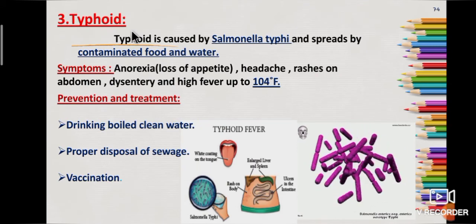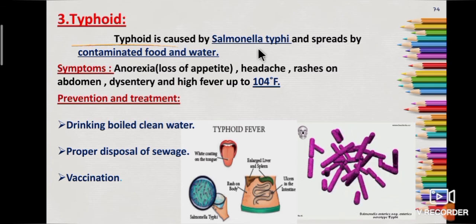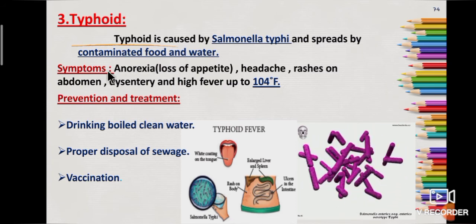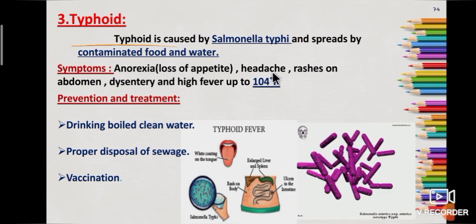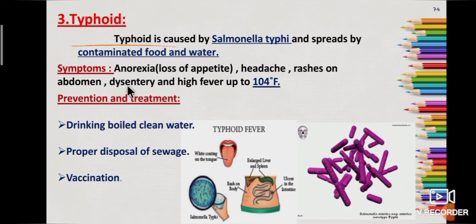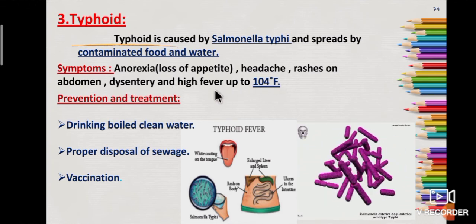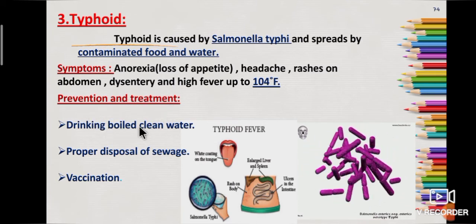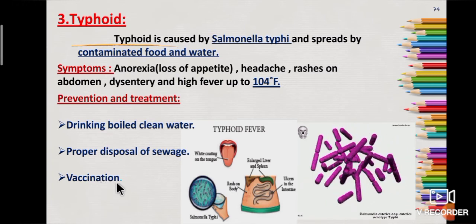Third disease, typhoid. Typhoid is caused by Salmonella typhi and spreads by contaminated food and water. Symptoms of typhoid are anorexia, that is loss of appetite, headache, rashes on abdomen, dysentery and high fever up to 104 degree Fahrenheit. How to prevent and take treatment for typhoid? Drinking boiled clean water, proper disposal of sewage and vaccination.